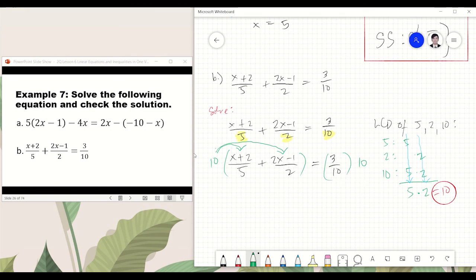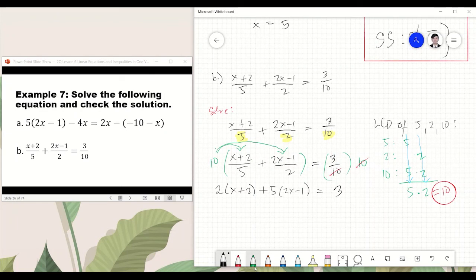So, ano yung mangyayari kapag i-multiply natin siya sa ating x plus 2 all over 5? So, magiging 10 divided by 5 lang yan. So, magiging 2. So, meron pa tayong x plus 2. Pero wala nang denominator. Sa second term naman, 10 divided by 2, 5. So, yung numerator, 2x minus 1. Dito naman sa right side, makakancel out na yung 10. 3 na lang yung matitira. O, di ba? Wala na tayong fraction.